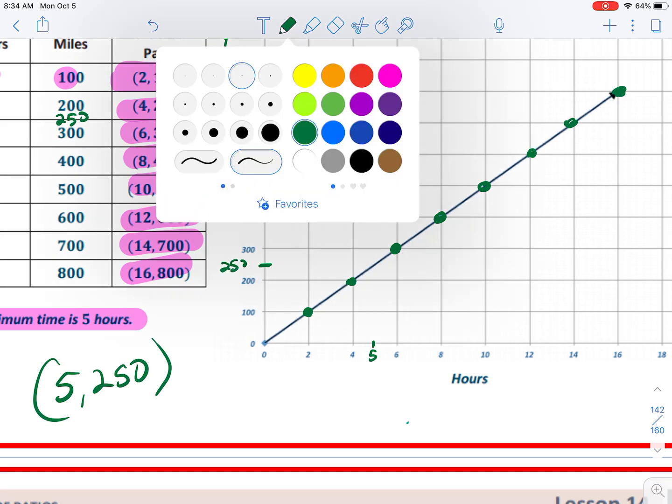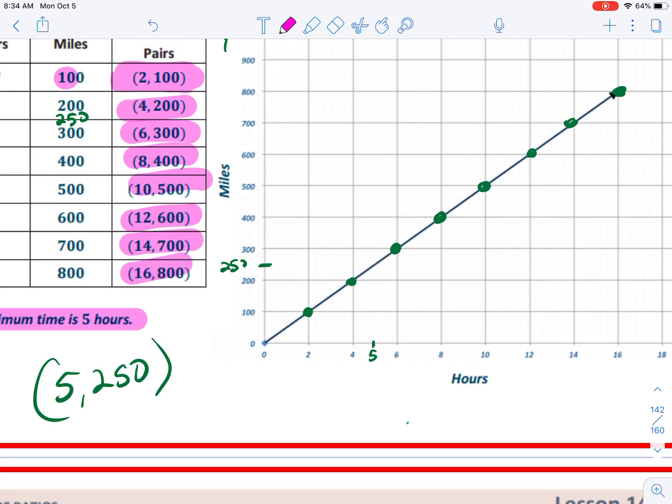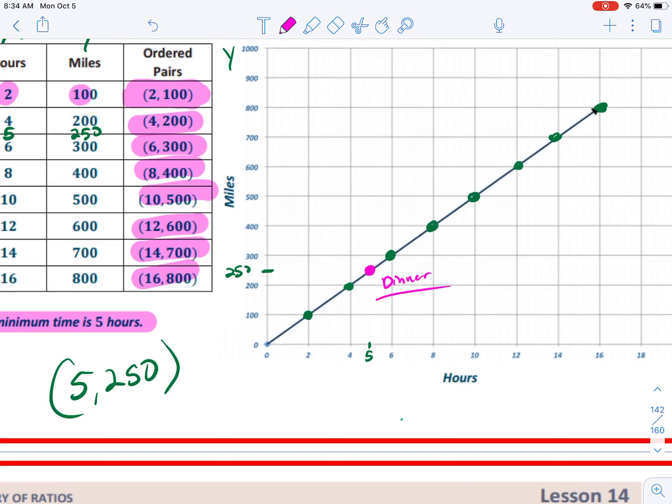I'm going to mark this with pink. This is going to show the time they are able to eat, and it's going to be right there. Dinner. And this is plotted at 5 and 250.